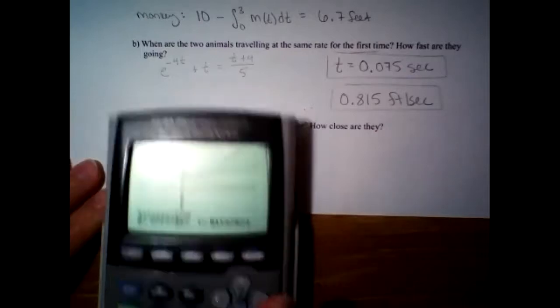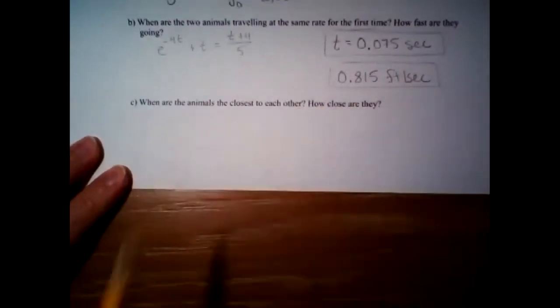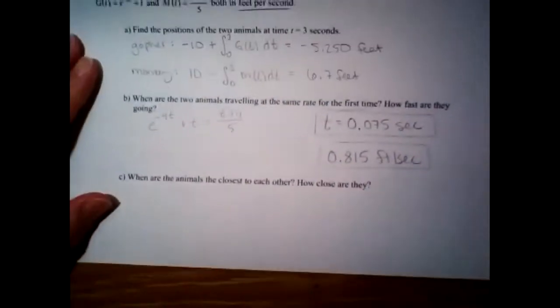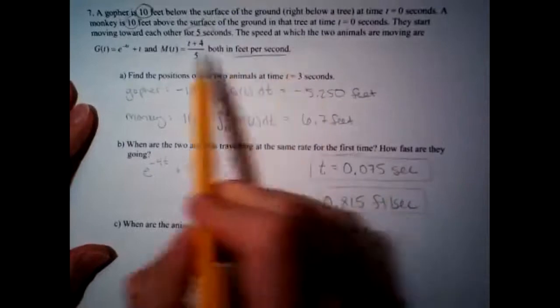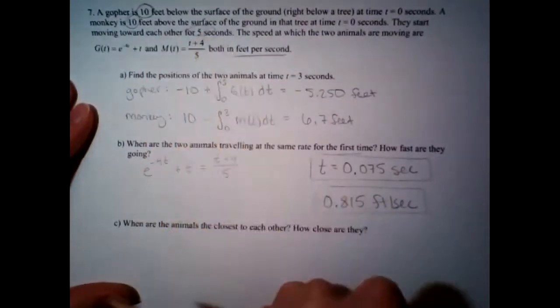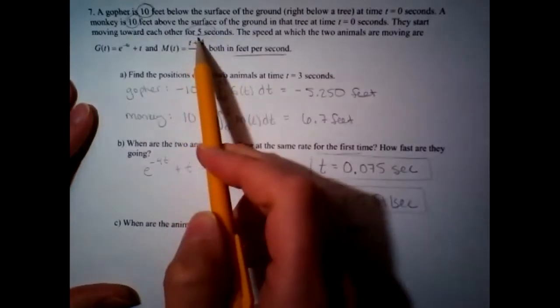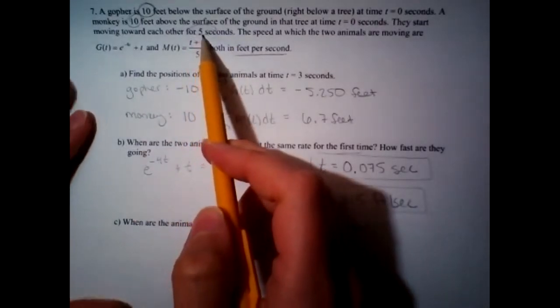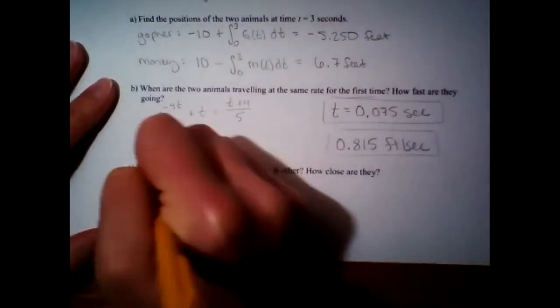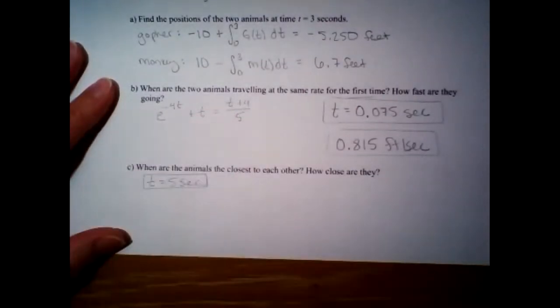And then last one, I got 5 minutes here. I can finish this last one. When are the animals closest to each other? Remember I said this was going to come up again. They move towards each other for 5 seconds. So when are they closest? 5 seconds. Good. They're closest at time 5 seconds. If they move towards each other for 5 seconds, then they're closest to each other at 5 seconds.